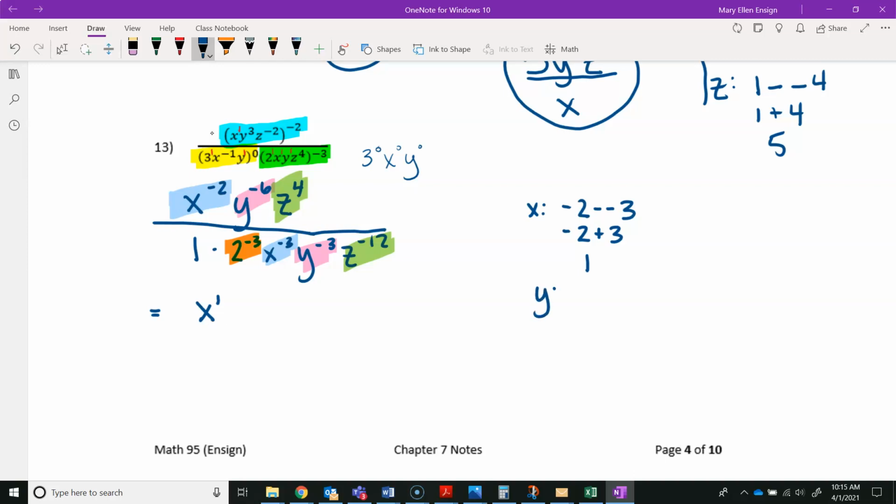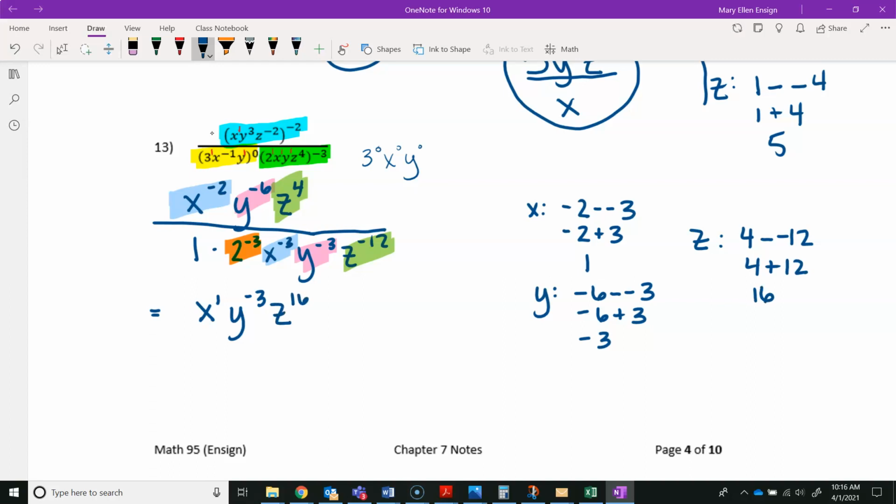So that's x. Y is going to be -6 minus -3, negative 6 plus 3, which is negative 3. So y to the negative third, and then z, 4 minus negative 12, 4 plus 12 is 16. So z to the 16th over 2 to the negative third didn't move.